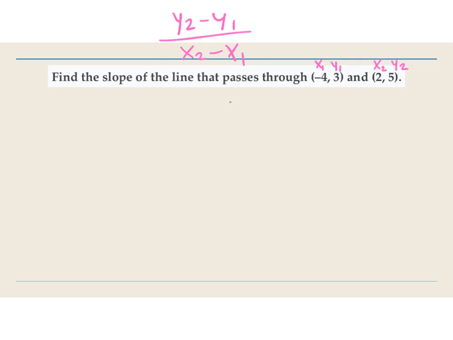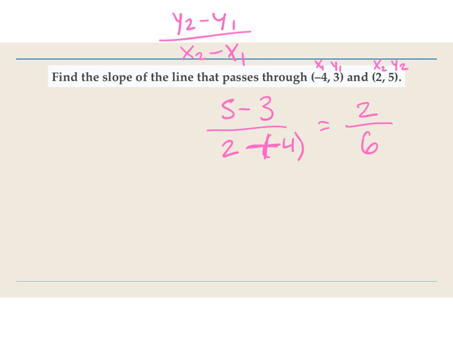So our y2 is 5 minus our y1, which is 3. Our x2 is 2 minus our x1, which is -4. So on top we have 5 minus 3, which is 2. And on the bottom we have 2 minus -4. What do we get when we have 2 minus -4? 6. This becomes a big plus sign, so it's just 2 plus 4, which is 6.